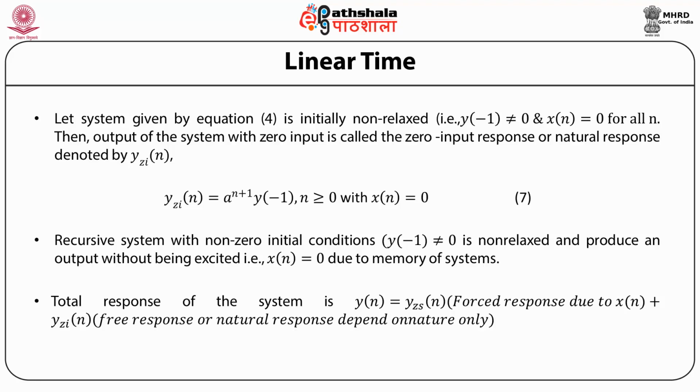So a recursive system with non-zero initial conditions, y(minus 1) not equal to 0, is non-relaxed and produces an output without being excited, that is, x(n) equal to 0, due to the memory of the system. The total response of the system is y(n) equal to y_zs(n), that is the forced response due to x(n), plus y_zi(n), that is the free response or the natural response, which depends on the nature of the system only.